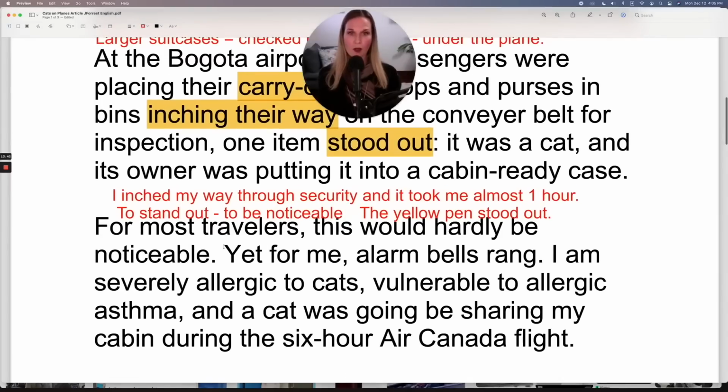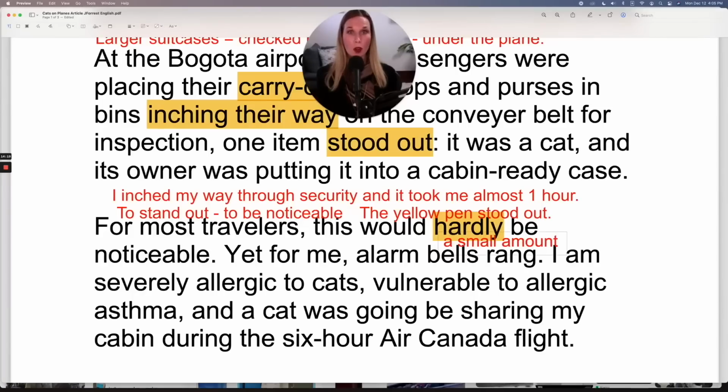For most travelers, this would hardly be noticeable. Yet for me, alarm bells rang. Okay, let's take a look here. Hardly. This is an adverb. Hardly be noticeable. When you use hardly, it means a small amount. So for most people, they wouldn't notice the cat. It's a small amount that they would notice. So not very much, a small amount.